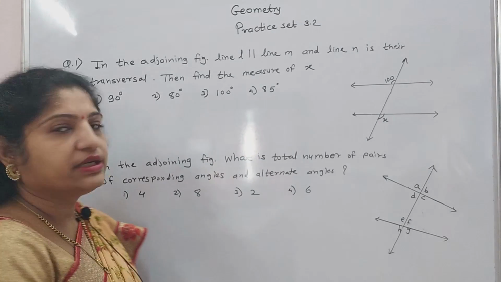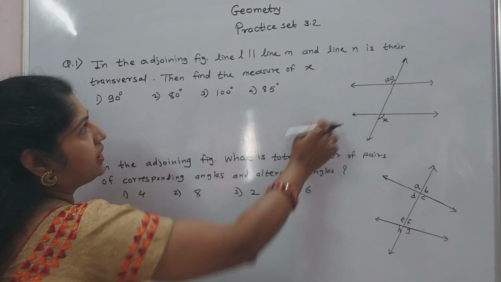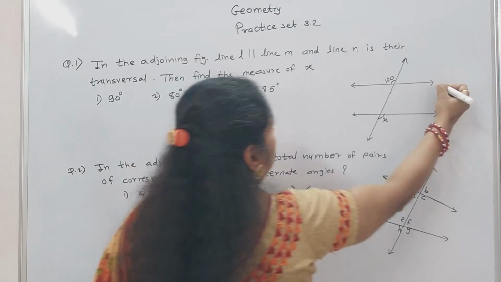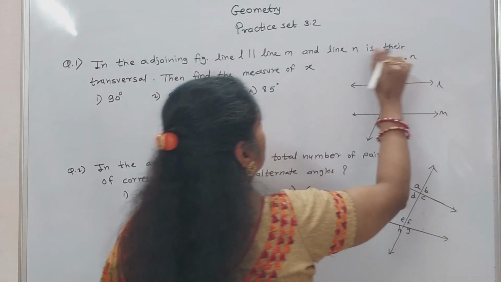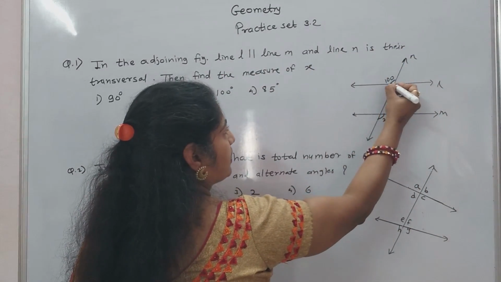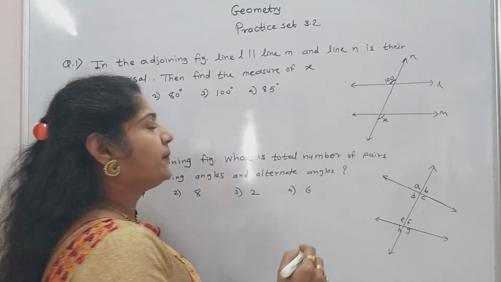Now practice set 3.2. First question is, in the adjoining figure, line L parallel to line M and N is the transversal. Then find the measure of x. Here the angle is given, that is the measure of the angle is 100.